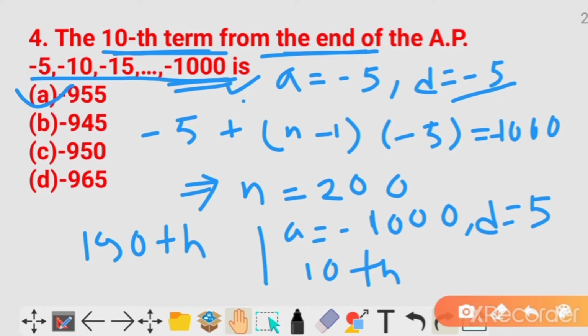Here I think the second approach will be easy for us to find out. You can also do the first one, you can also find out the 190th term. Here I will do the second approach.